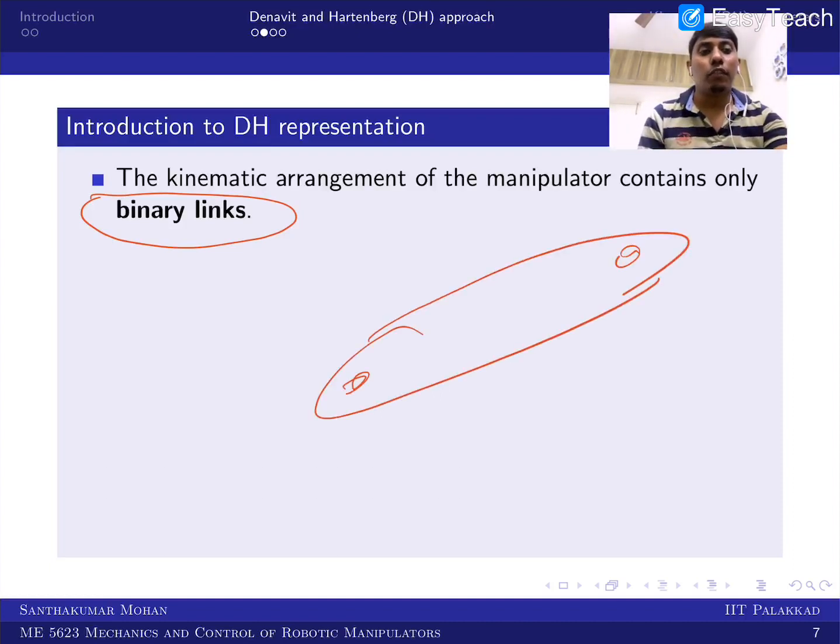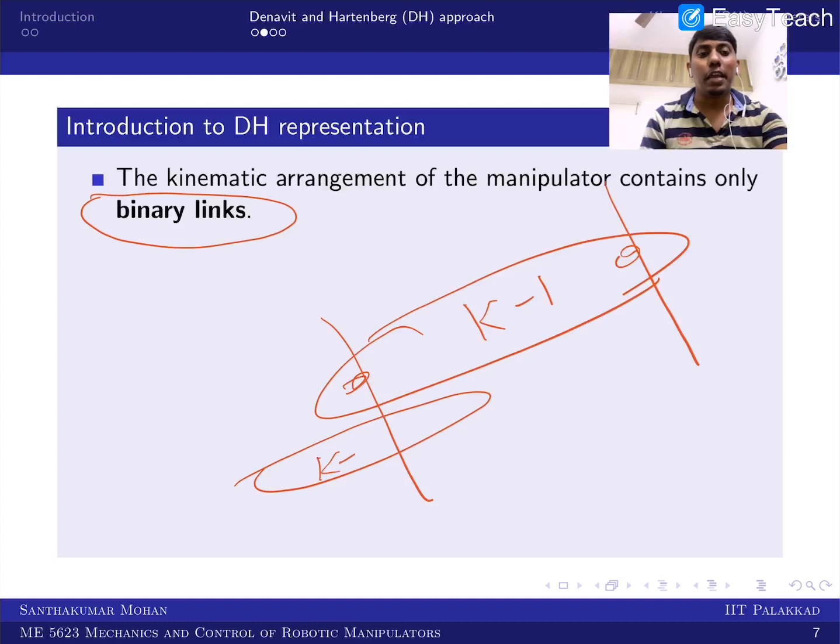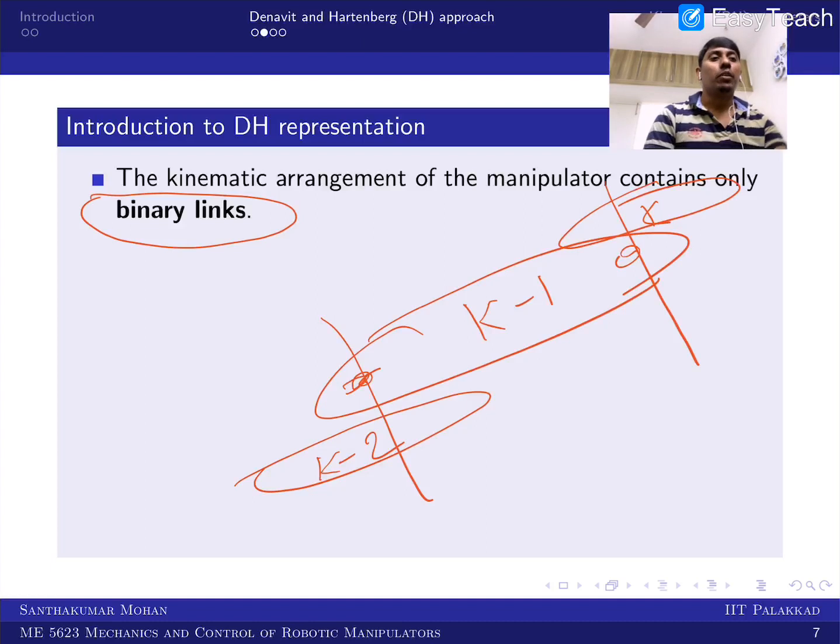So in the sense, if I take this body, it is associated with two joints. This is link k minus 1, and this is k minus 2 and k. So this is what we call a binary link. A binary link means I have only two joints associated. This is the first, bigger assumption they made.